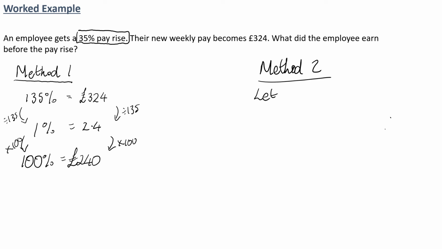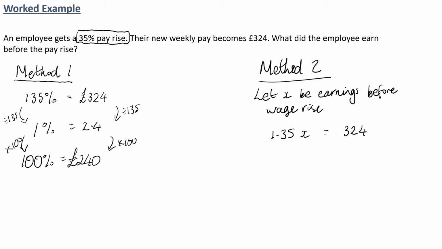So we'll just say let X be earnings before wage rise. Okay, so the original earning was increased by 35%, so the multiplier would be 1.35 multiplied by the original amount, and that answer was 324. Okay, I increased the original amount by 35%. We can divide both sides by 1.35. And 324 divided by 1.35, we should get the exact same answer, which we do.